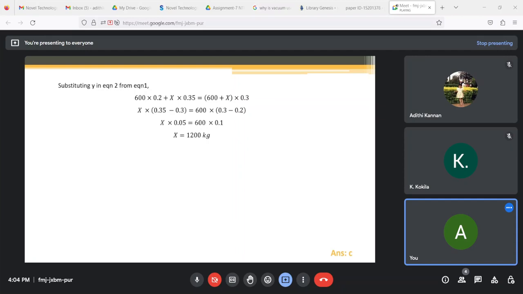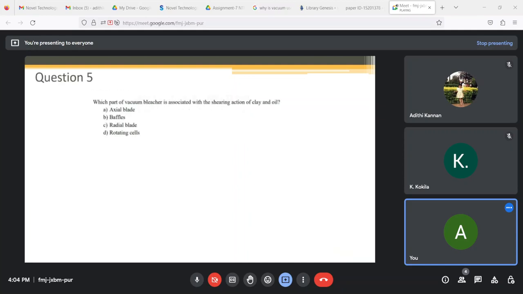So any doubts on how to solve an extraction process problem? Okay, so we'll be solving more questions like this. So if you guys have any doubts, you can ask.